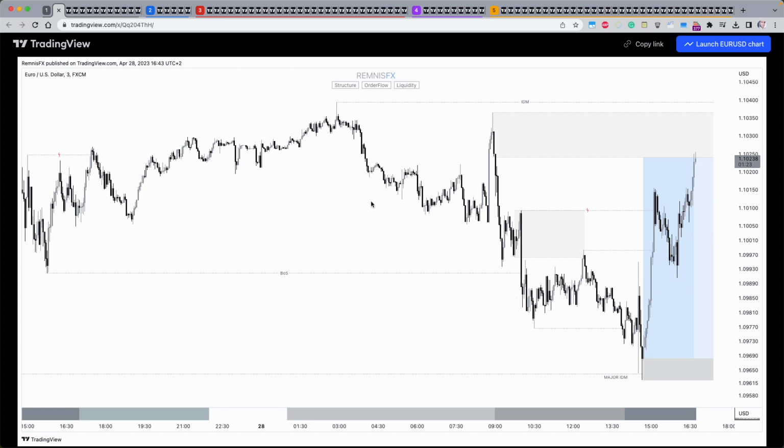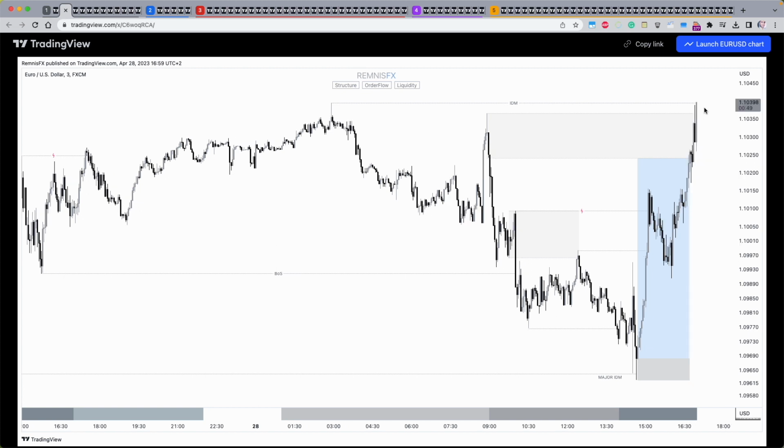So basically from this point on, I started my next session, as in selling from this major inducement here. After this position hit TP, I set my alert here at the inducement and just waited patiently. If it doesn't get triggered, well, then I will look later on at what price action is showing. So at this point, my inducement got triggered.